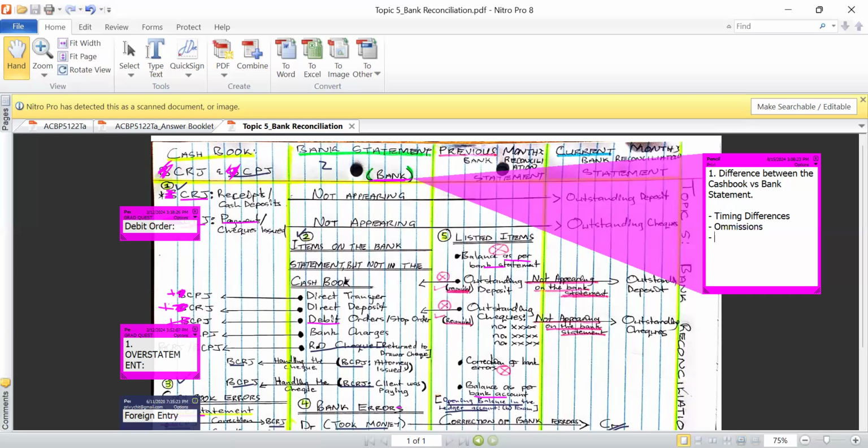Sometimes it can also be as a result of natural errors, meaning there could be a mistake that we made in terms of recording on our side as a business, or a mistake that the bank made on their side, and all of those would result in differences between our balance according to the cash book and the balance according to the bank statement. So in order to rectify those differences, that is the reason why we generate a bank reconciliation statement. Are we together? Yes.